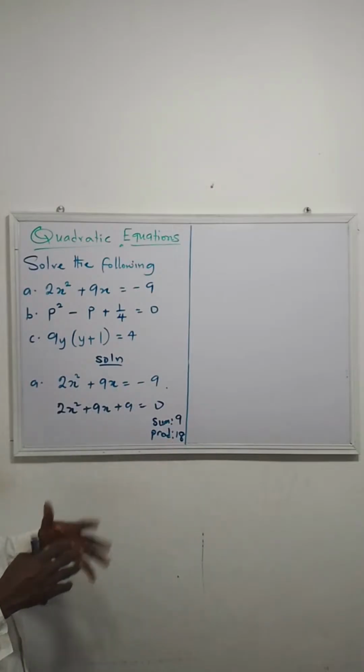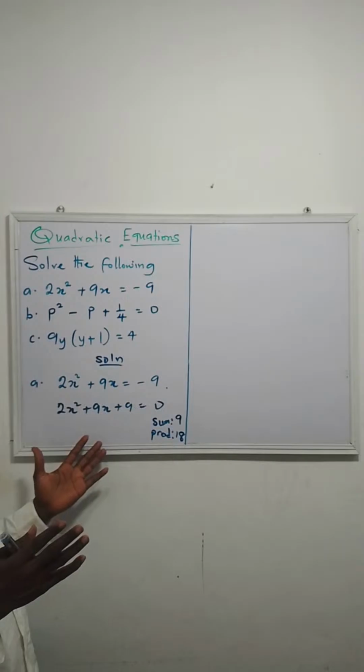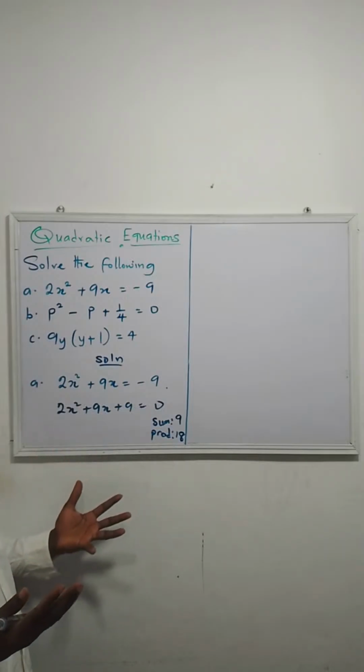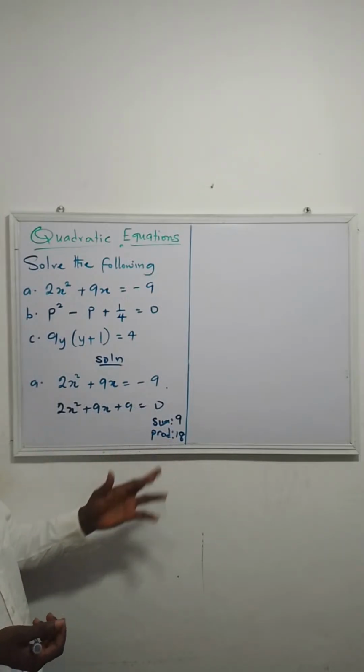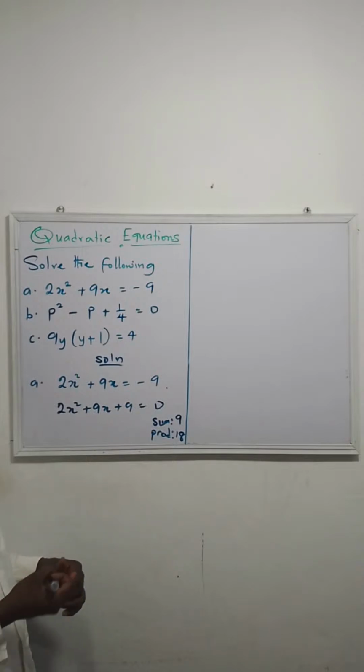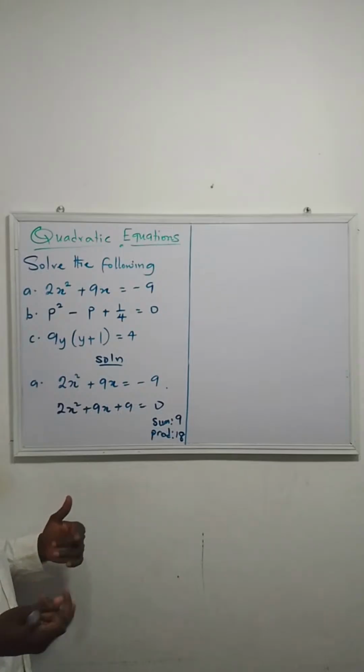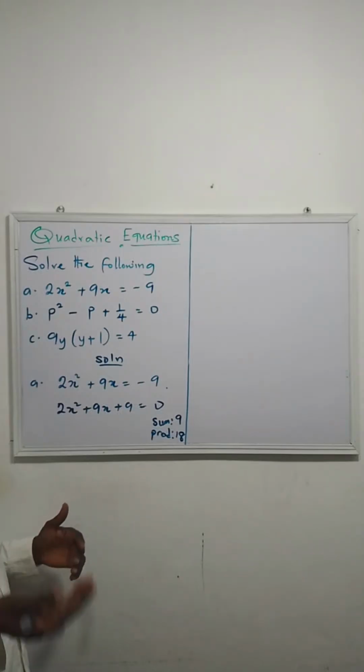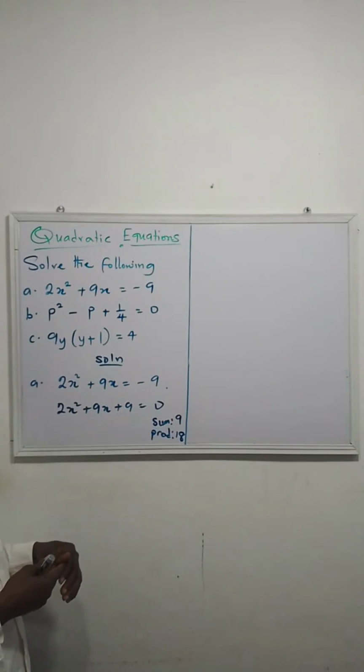So what you need to be thinking of is factors of 18. You begin to think of, okay, what are the numbers that can go in 18? We have 1, 2, 3. That's plus or minus 1, plus or minus 2, plus or minus 3, okay? And then we have plus or minus 6, plus or minus 9, and plus or minus 18.